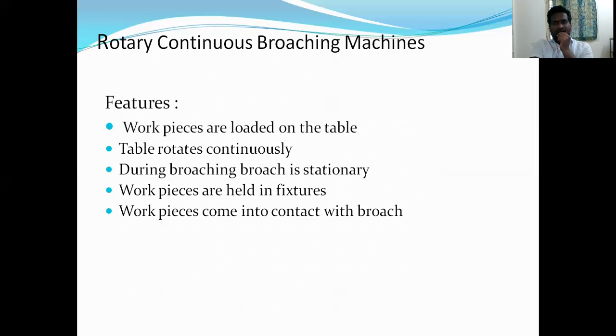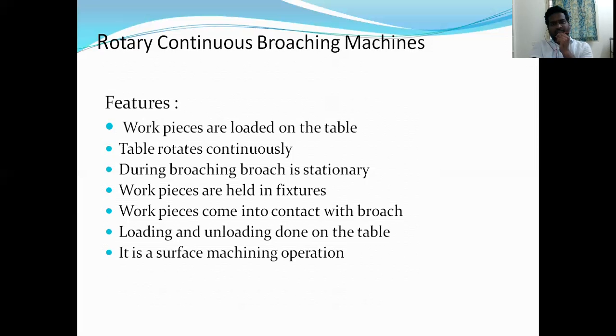Workpieces are held in fixtures. The workpieces come into contact with the broach, and loading and unloading are done on the table. It is a surface machining operation. By doing this, we get a heavy production rate, right?